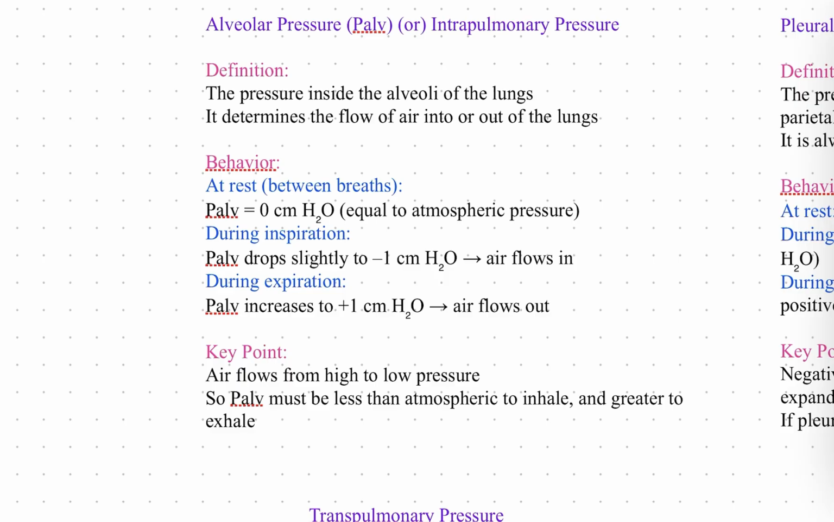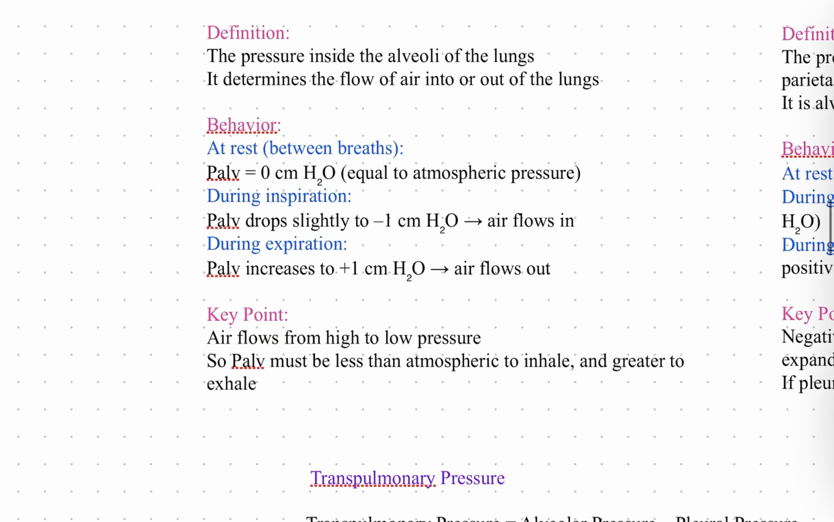So at rest, that is between the breaths, the alveolar pressure is equal to 0. That is 0 centimeters of water, which is equal to the atmospheric pressure. But during inspiration, the alveolar pressure slightly becomes negative, that is minus 1 centimeter of water. So it is less than the atmospheric pressure. That's why the air moves from high pressure to low pressure. It is high in the atmosphere and low in the intra-alveoli, so it moves from the atmosphere into the lungs.